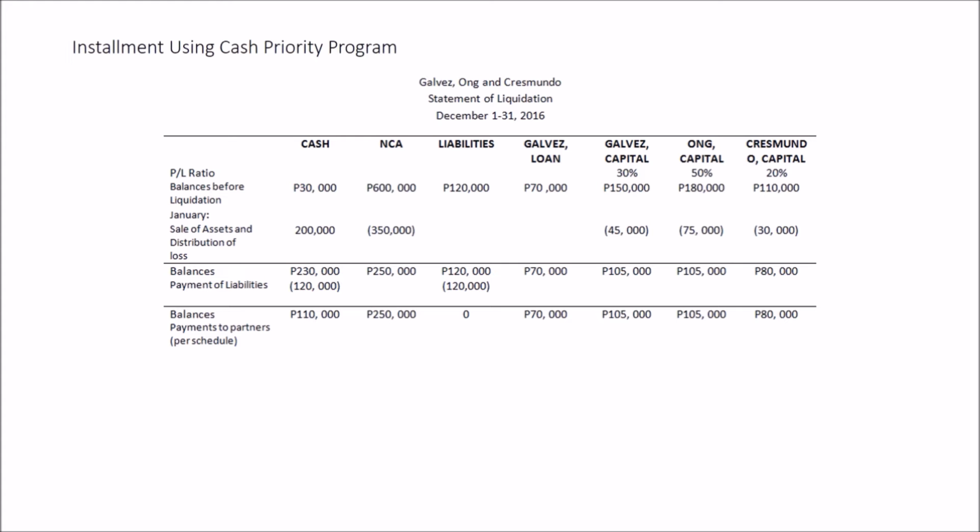And so before we make the payments to partners, let's first make the cash priority program schedule. Installment using cash priority program. This is how a cash priority program schedule looks like. First, we plot the capital balances before cash distribution of each partner. Then we will add the loan balance.